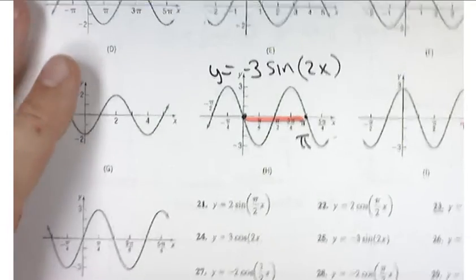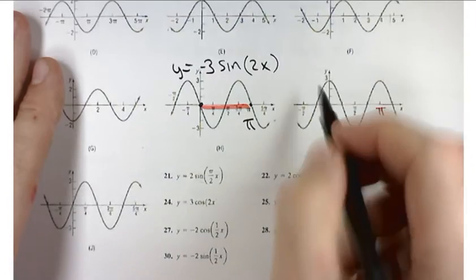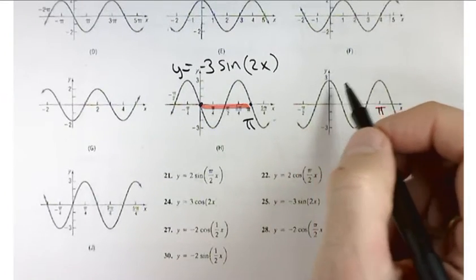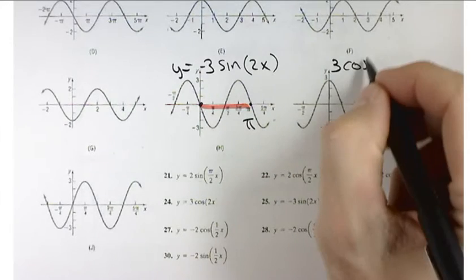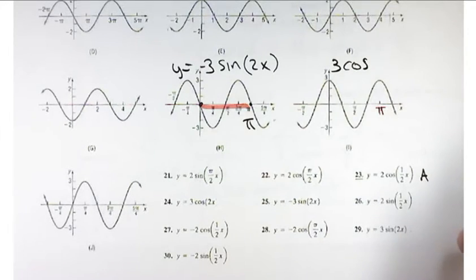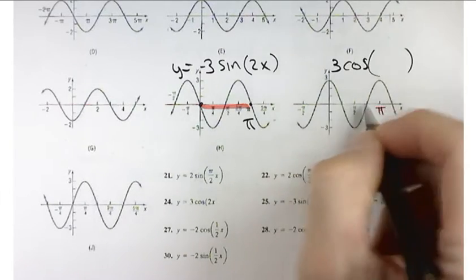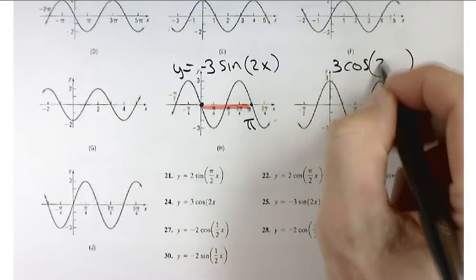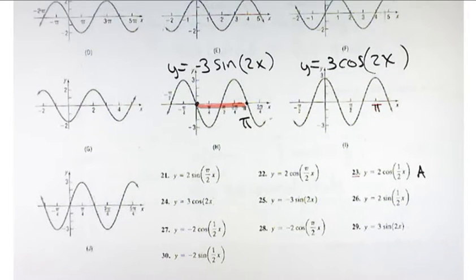All right, let's finish up with part I. Which function is this, a sine or cosine? Cosine. And I think you're probably pretty comfortable with the number out in front, right? That's going to be a 3. And the period is like before, it's pi, so that's going to be a 2x. So y equals 3 cosine of 2x. And there we have it.